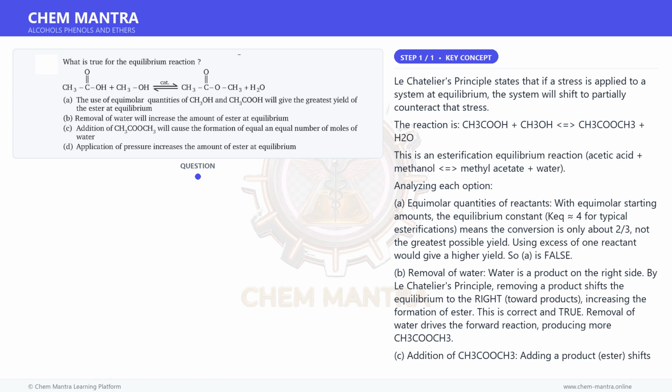D. Application of pressure. Both sides of the reaction have equal moles of gas. In solution phase reactions, pressure has negligible effect, and even in gas phase, both sides have 2 moles total, 2 moles of reactants and 2 moles of products. Since moles on both sides are equal, pressure change does not shift the equilibrium. So, D is false.